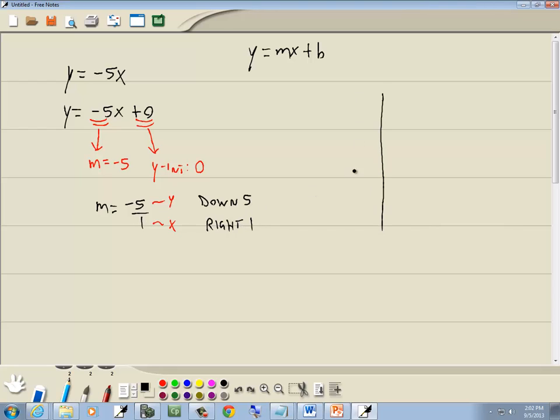To graph this, we're going to put a point at our y-intercept, which is at 0. And from there, we're going to go down 5, right 1. 1, 2, 3, 4, 5, right 1. And that's where we put our second point. Now, after you get to both points there, then you draw a line through them. And that's your answer.